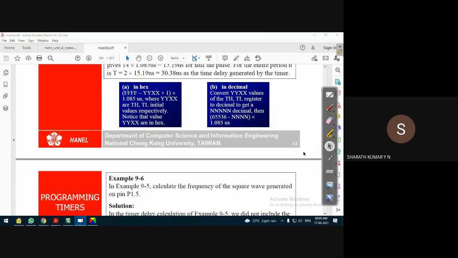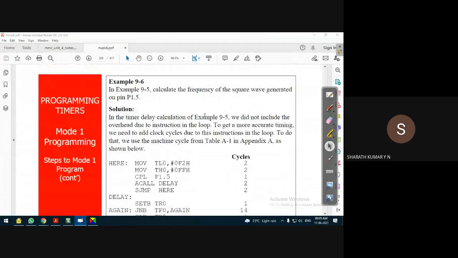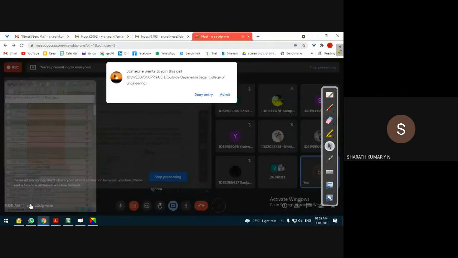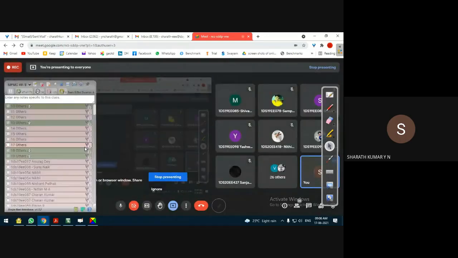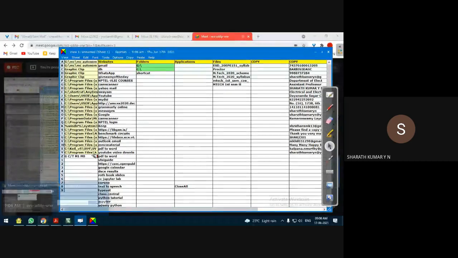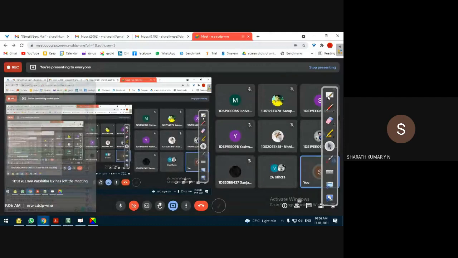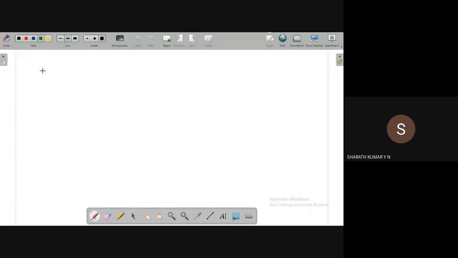Next is delay generation using what is known as execution cycles. To understand this, first we have discussed basics of this, that is machine cycles. So we need to understand what is known as a machine cycle. What is one machine cycle?